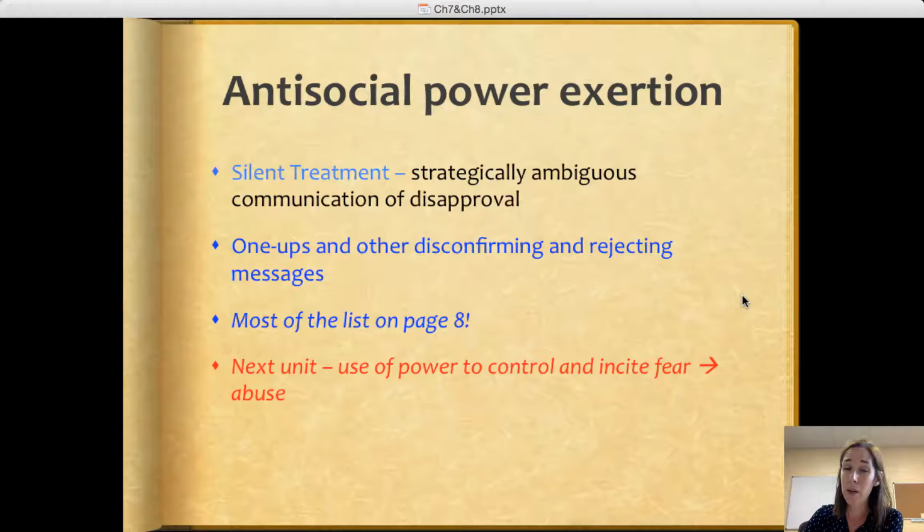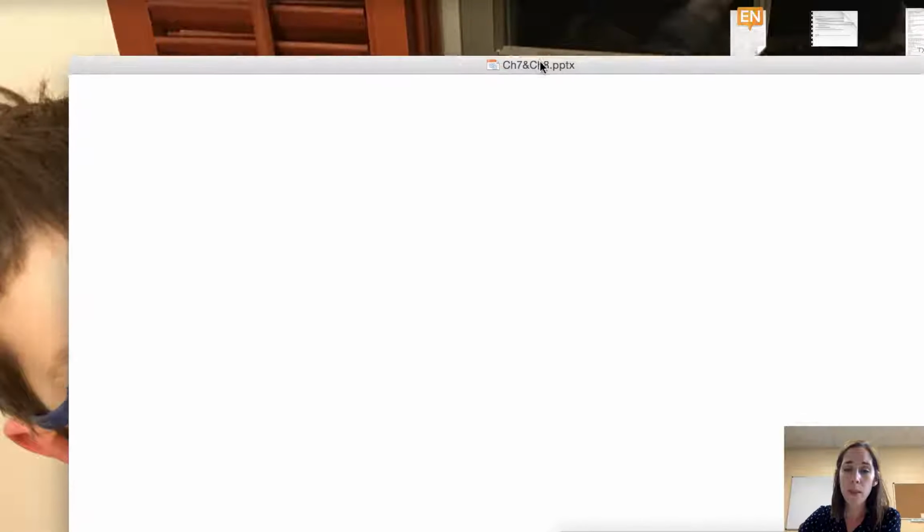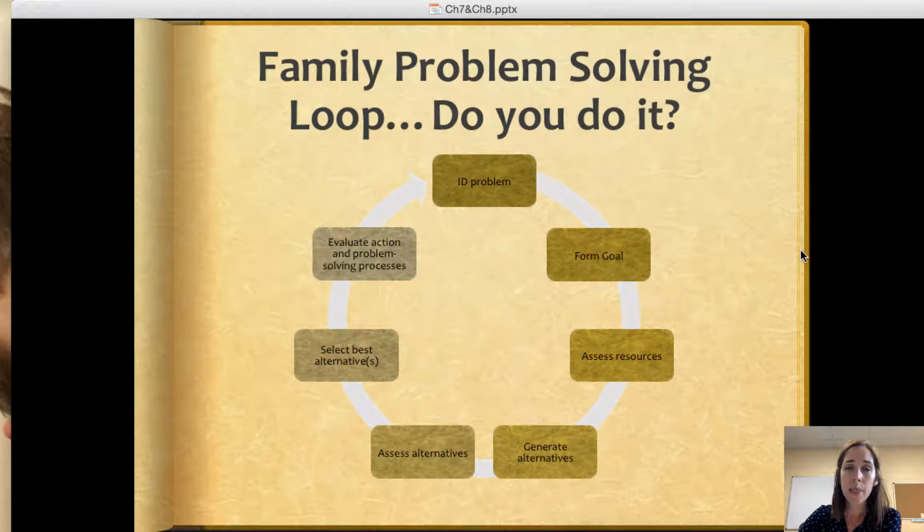But for now, just a couple of final points here. One is about this problem-solving loop. Do you do it? Most families have a hard time. Check that out in the book and think about if you do that or not and why.